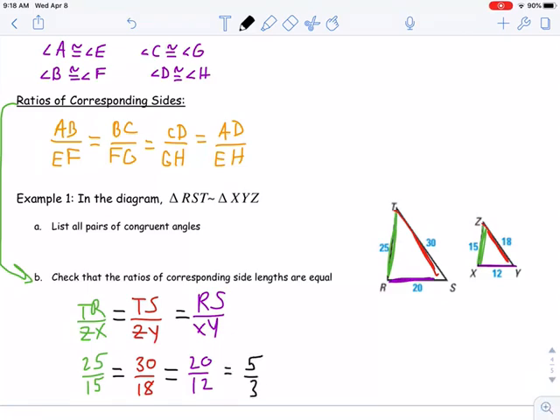So when it says check that corresponding side lengths are all proportional, that's what it means. If you take the big triangle, put it over the small triangle, any of the corresponding sides, you get the fraction 5 over 3. So that's what that means.